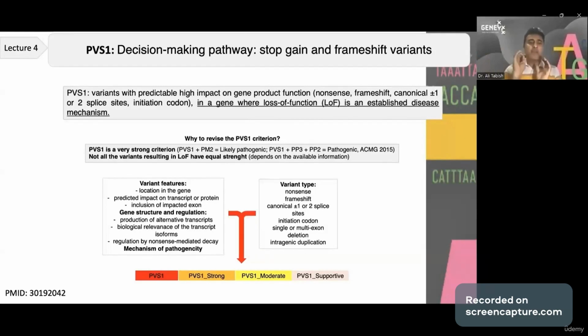So it's not that if there's a loss of function variant, we apply PVS1. No, we have to really understand the variant type and the effect and the variant features, take all this evidence into consideration, and then apply PVS1 depending on whether it is very strong or a different level of pathogenicity.